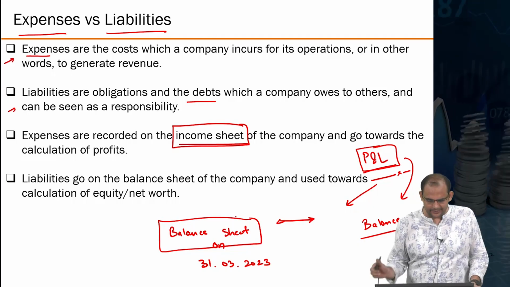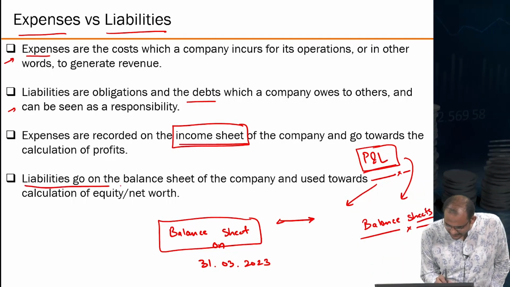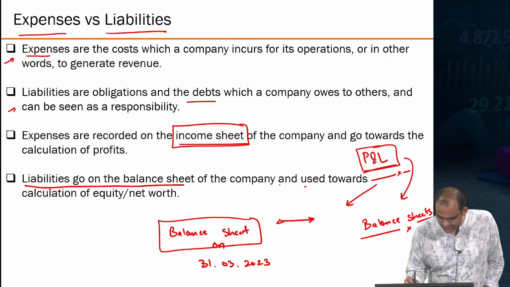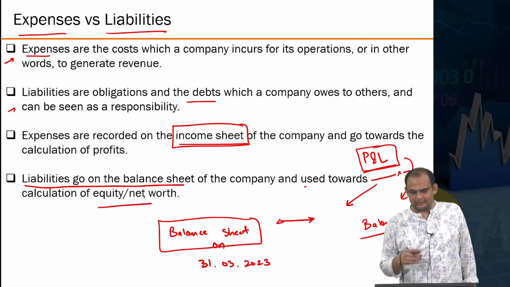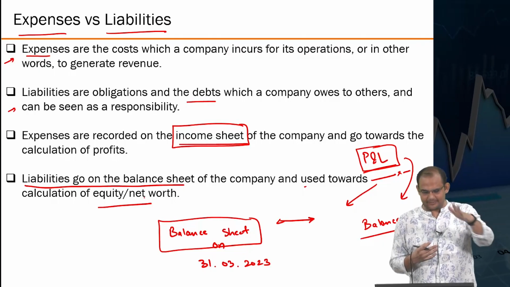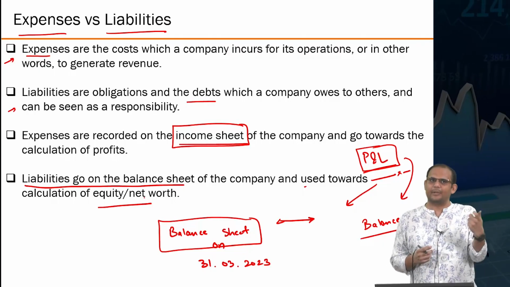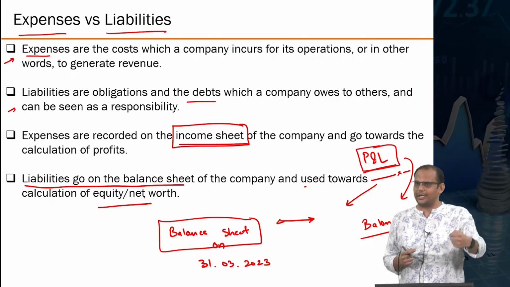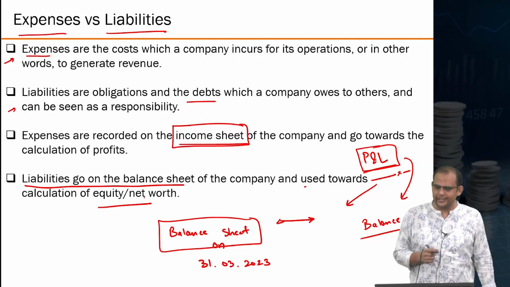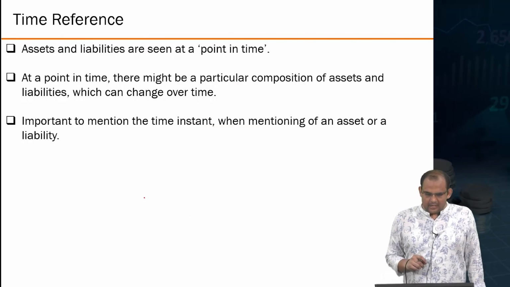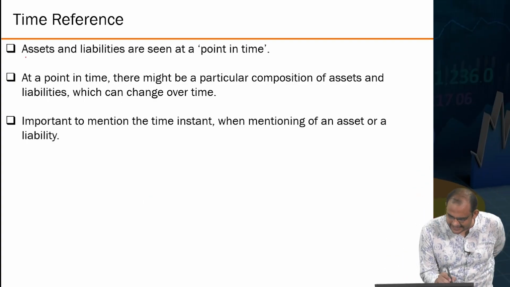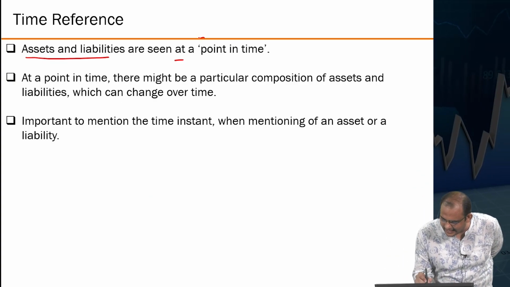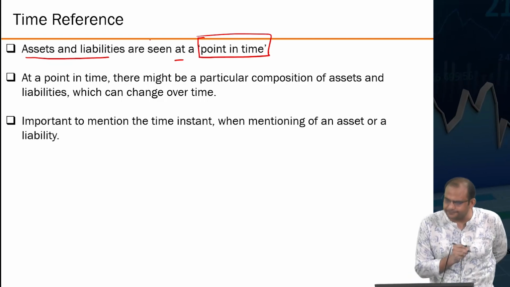So, the liabilities go to the balance sheet and are used towards the calculation of equity, net worth, which I will show you again. Essentially, total assets minus total liabilities, the money that you have to distribute to your stakeholders. That's the equity, as I already told you. Time reference, the same point that I mentioned. So, assets and liabilities are seen at a point of time.